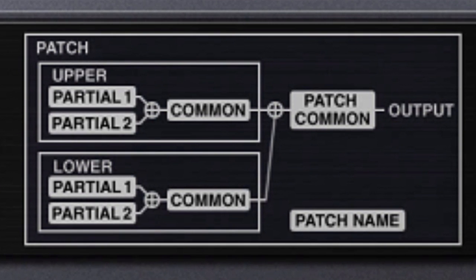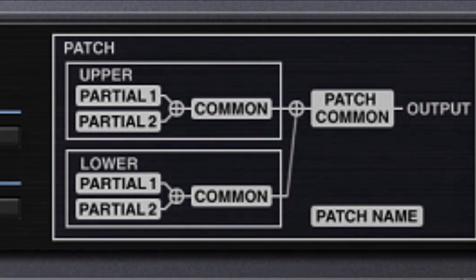A patch in the D-50 consists of two sounds, or tones as Roland called them. They are the upper tone and the lower tone. Those tones, upper or lower, both have two sound sources. They can be called partials, and they can be synth generated or sample generated.